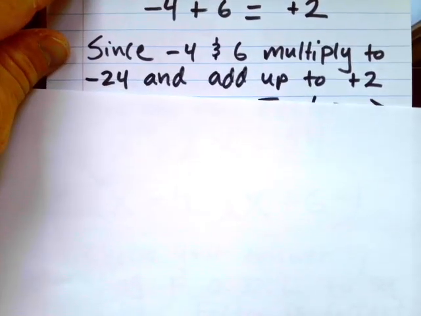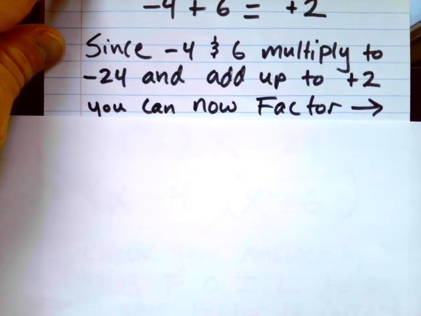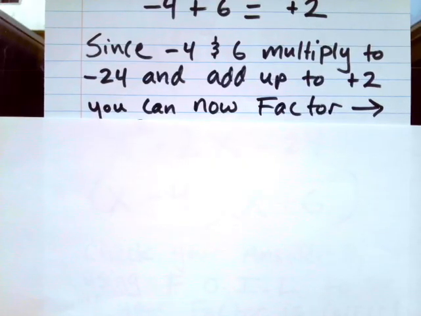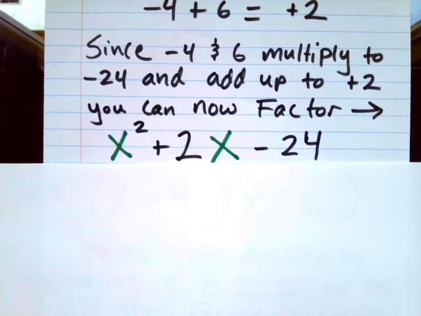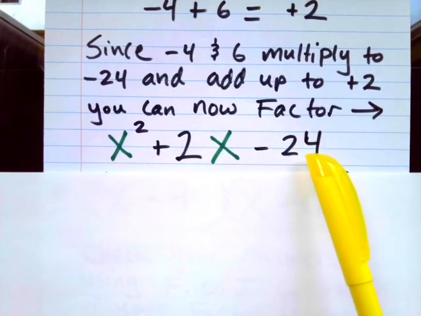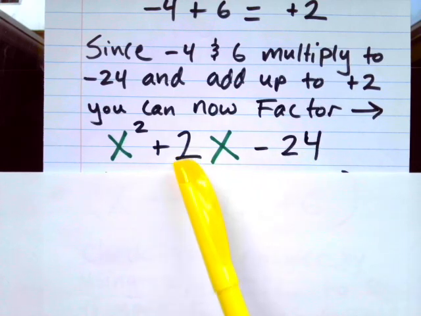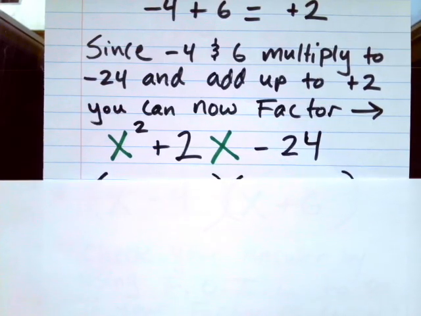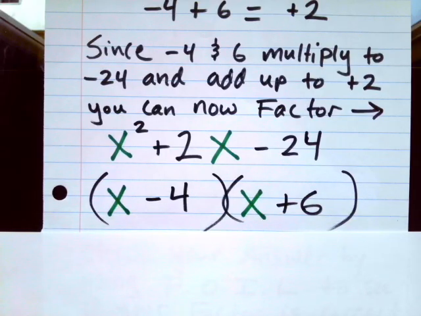Since negative 4 and a positive 6 multiply to a negative 24 and they add up to 2, you can now factor this polynomial expression. Simply set up your two parentheses. We have x minus 4 times the quantity of x plus 6. This is now a factor of the polynomial expression.